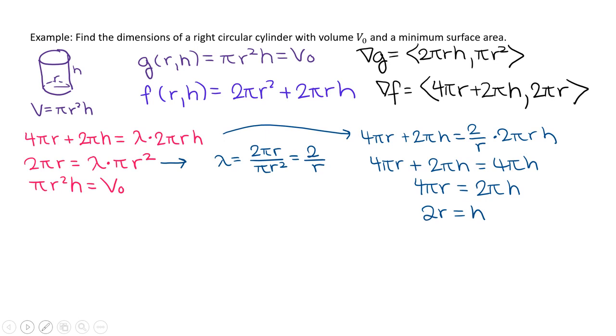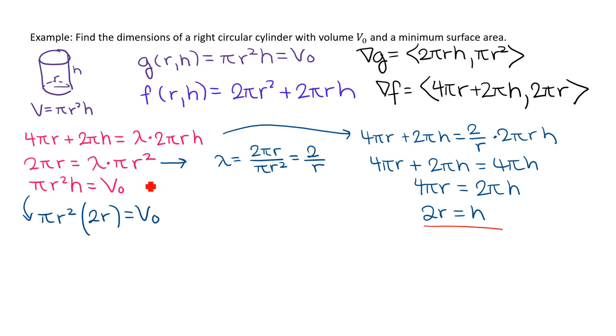Let's see, I'll put all the h's on one side. So now I've got 4 pi r equals 2 pi h. And then I'm going to solve for h. So divide both sides by 2 pi. Okay, so h has to equal 2r. Getting closer.